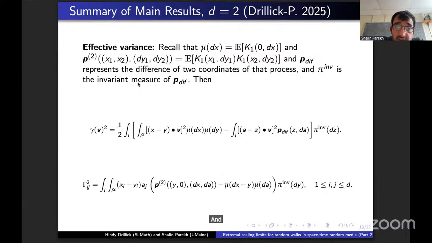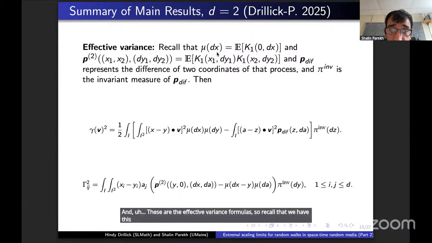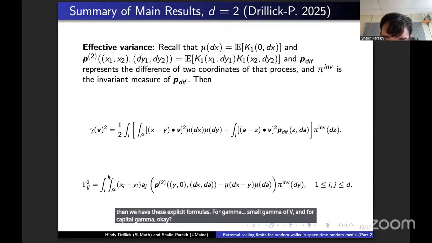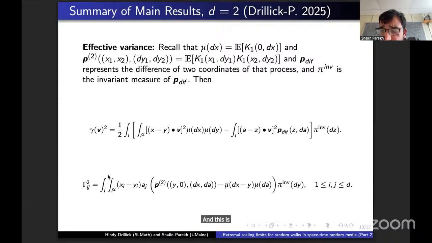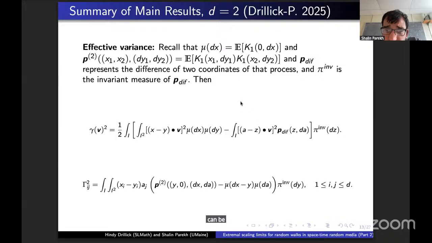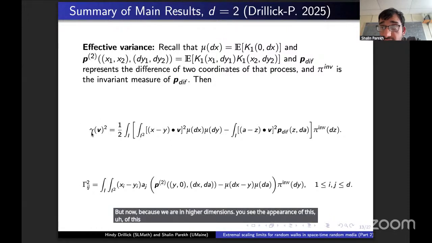And these are the effective variance formulas. So recall that we have this 1-point motion, mu of dx, and the 2-point motion, which is given by the expected product of two separate kernels. Then we have these explicit formulas for small gamma of v, and for capital Gamma, okay? And this is kind of what I was explaining earlier with the one-dimensional case, is that these formulas can be written as a sort of integral against the invariant measure. But now, because we are in higher dimensions, you see the appearance of this direction vector in your results.